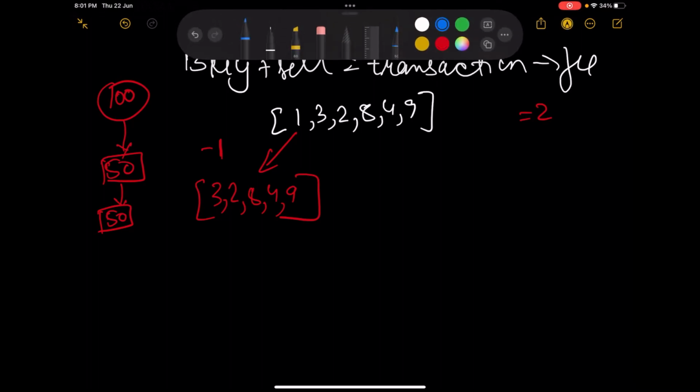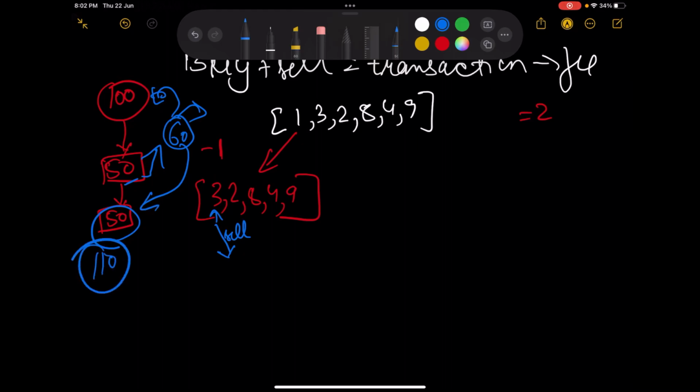Now I go to 3 and I think I should sell. When I'm selling a stock, for example, I bought a stock at 50 and now I have 50 left. Its price increased and it became 60. Now when I sell it, it will come back to my pocket, and I will have 50 plus 60, that is 110. So when I'm selling the stock, I will add that price. So I will add this 3 to this: minus 1 plus 3, which will be 2. I will get a profit of 2. This is how I subtract and add when I'm doing a buy or sell.